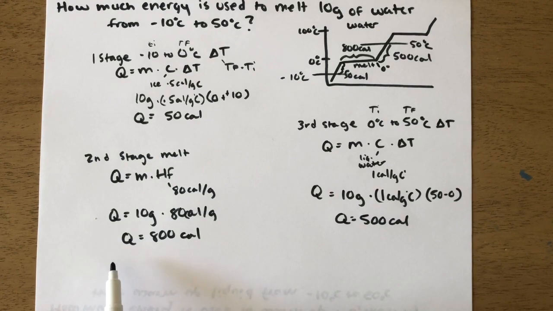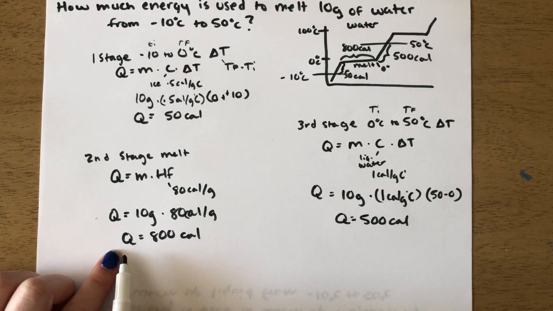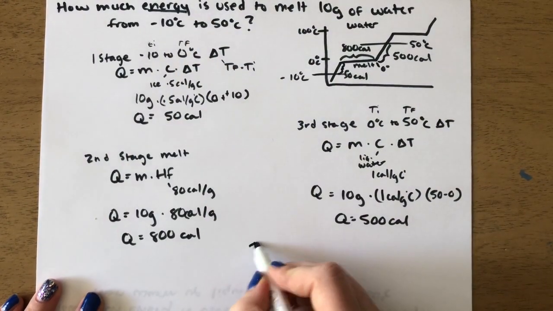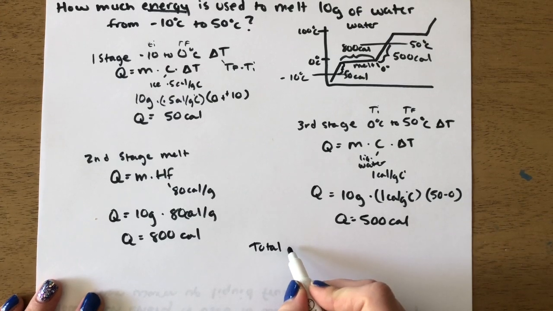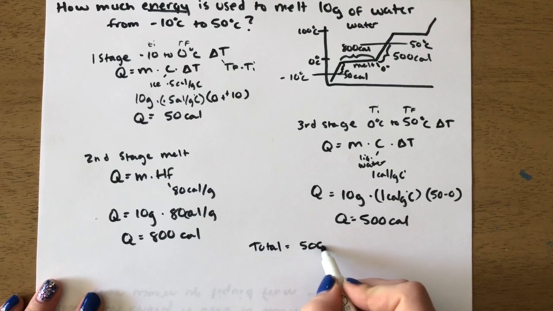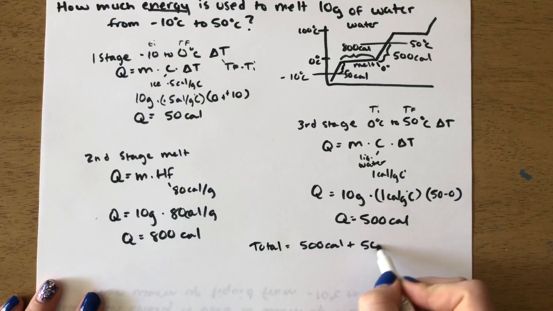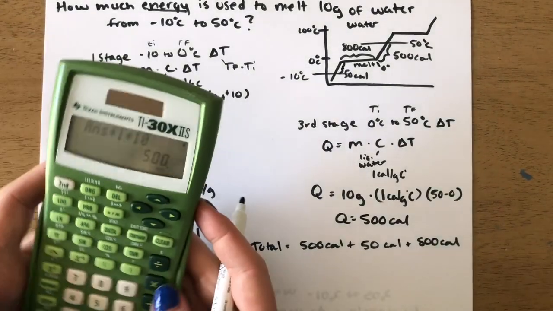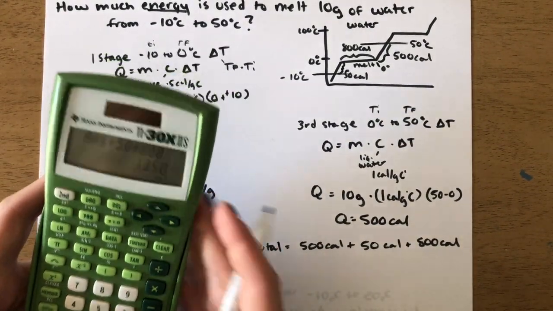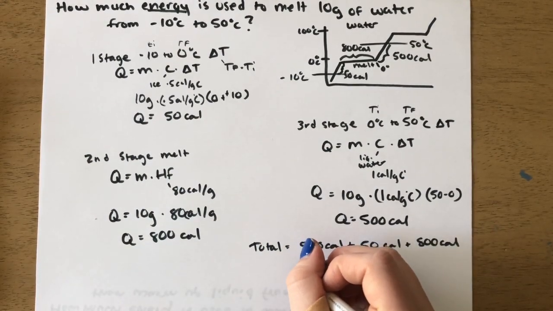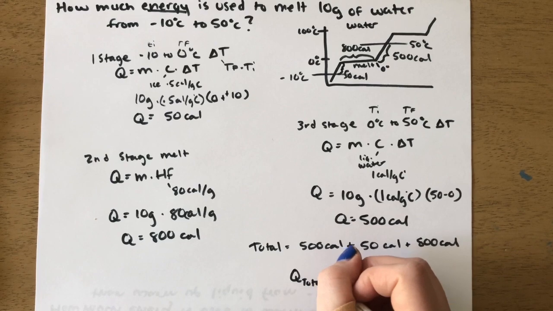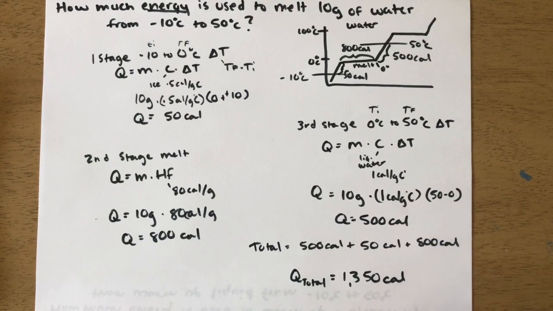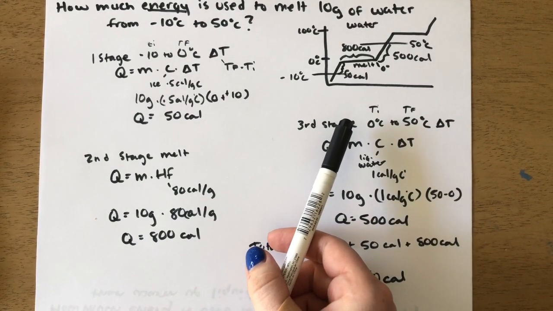So stage 2 of melting had the most amount of energy, but we want to know how much total energy overall is used. So we're going to have to add up all 3 stages. So we're going to add 500 calories plus 50 calories plus 800 calories. So our total energy used is 1,350 calories to go from -10 to 50.